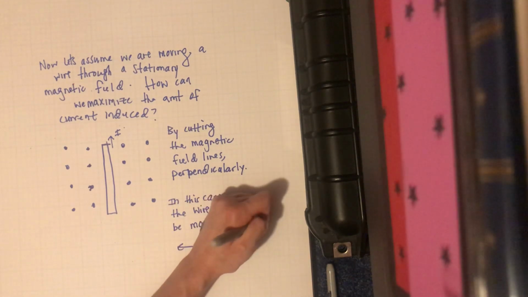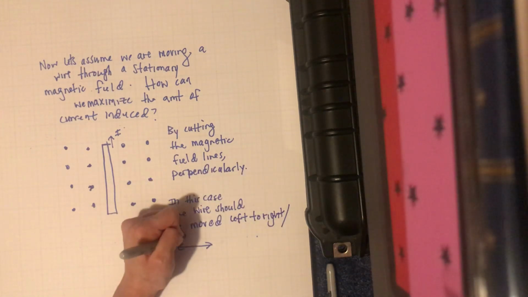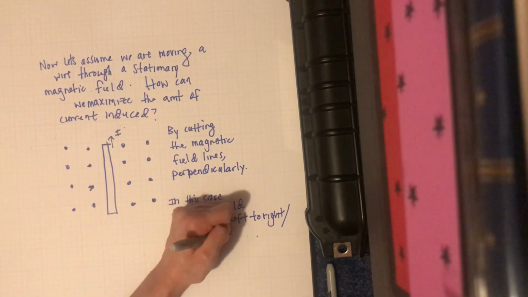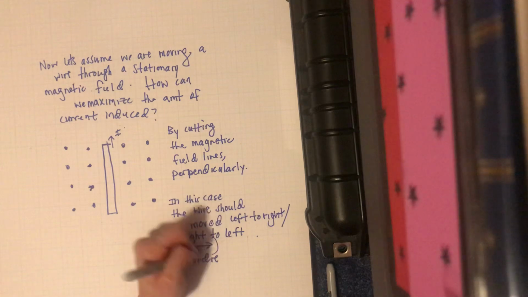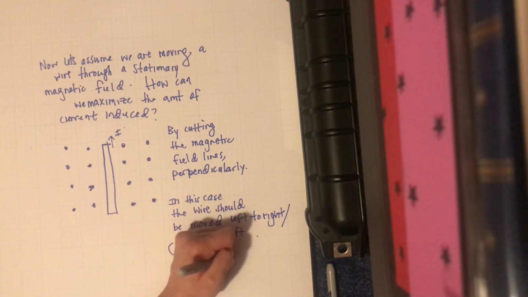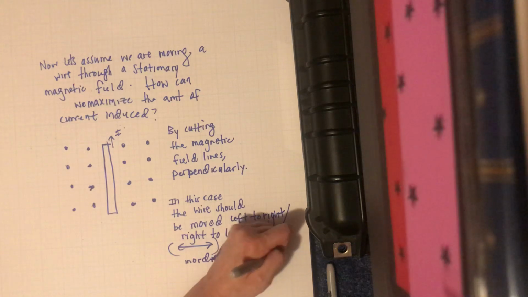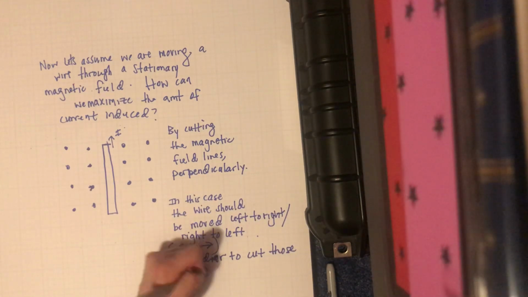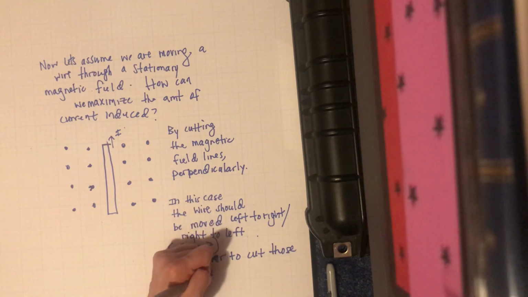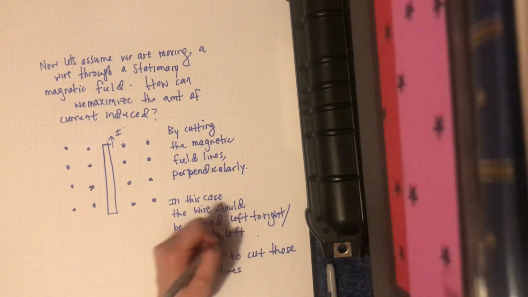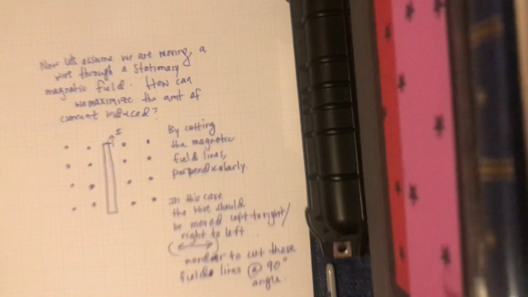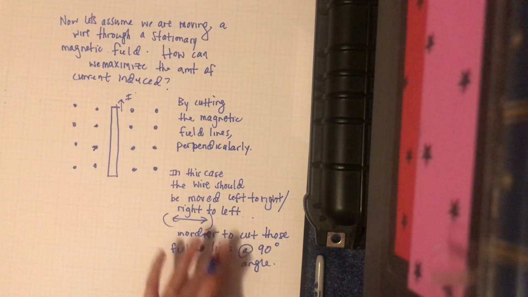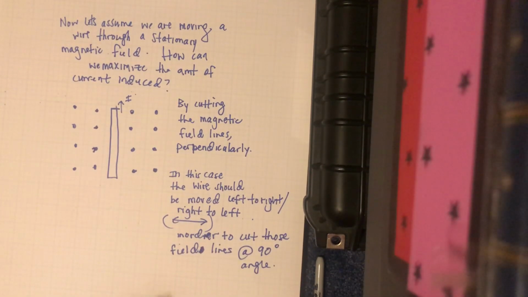Left to right, right to left, side to side, in order to cut those field lines perpendicular at a 90-degree angle. Okay, and that's, as I said before, going to maximize the amount of force on those electrons and really get them moving. Okay, let's do another diagram.